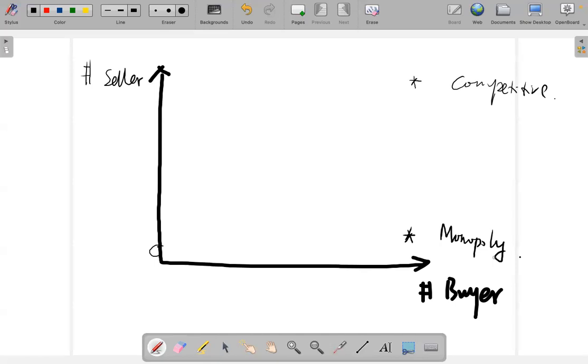Sometimes we call it a duopoly, whatever. They are a small group of countries, and they decide how much oil to produce on a daily basis. So that's a good example.